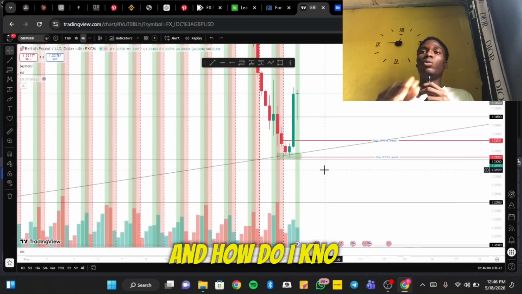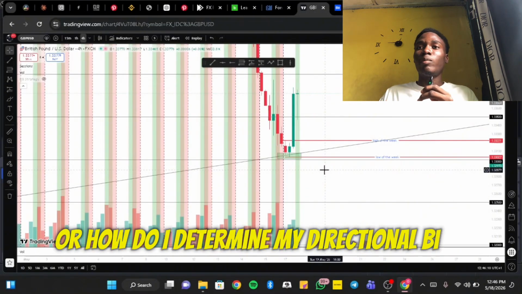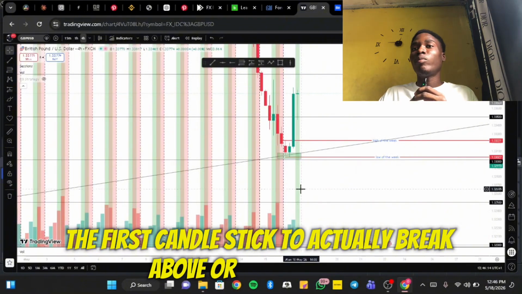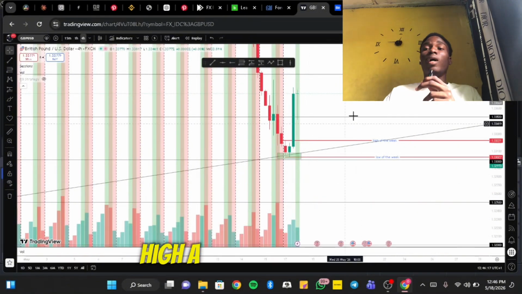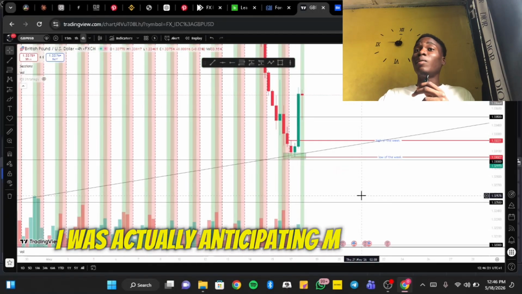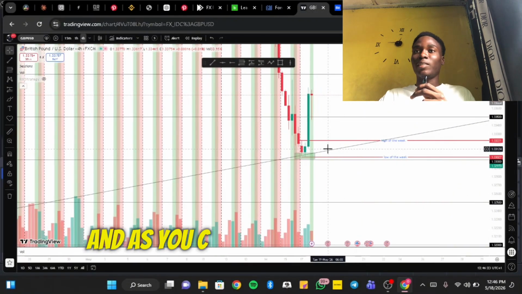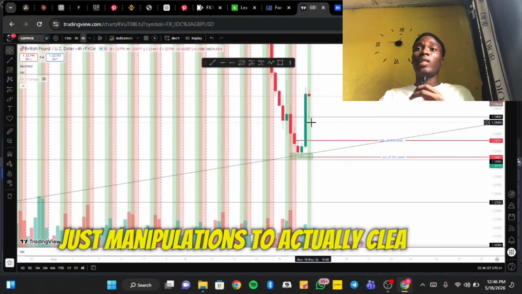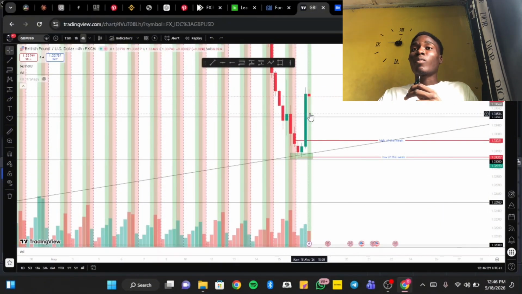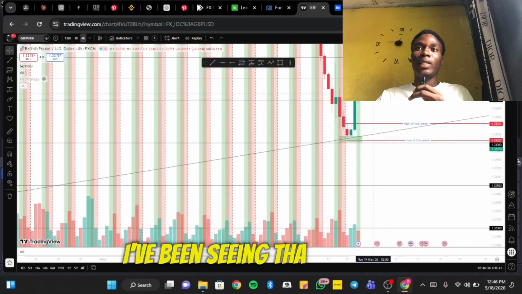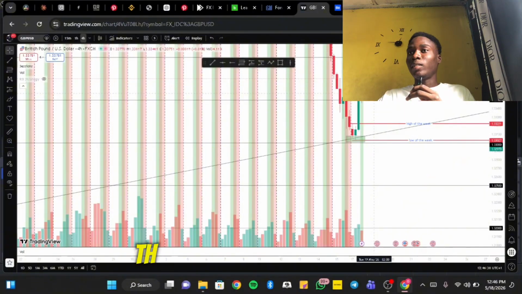And how do I determine my directional bias for the week? I determine that by the first candle to break above or below the high and low of the week. And of course, this week I was anticipating much of buyer presence. And as you can see, even this week there are manipulations to clear out some sell stop losses around here for the buy continuation. I've been seeing that since the move started.